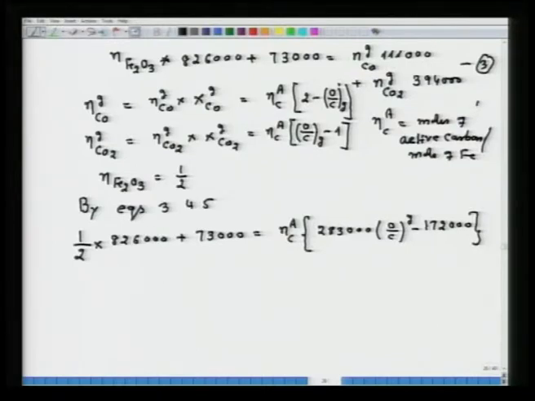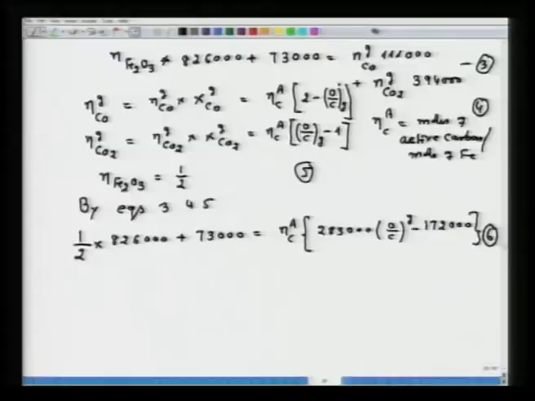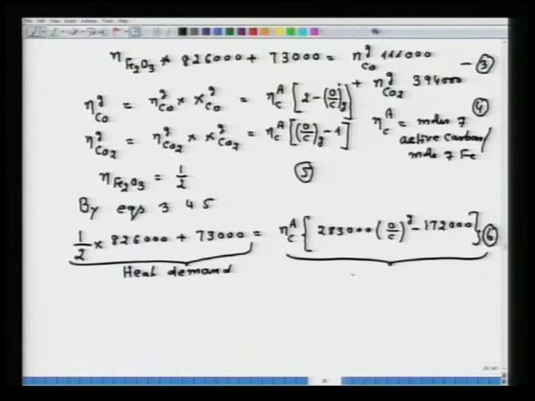Now, let me put it, this is equation number 4, this is equation number 5, and this is equation number 6. Now, what we have seen is that this equation 6, in fact, is the heat balance. It is a very simplified approach. Simplified approach means we have not considered the gangue part of it, we have not considered slag part of it. Now, if you see this particular equation, we note that this particular side is the heat demand and this particular side is the heat supplied.